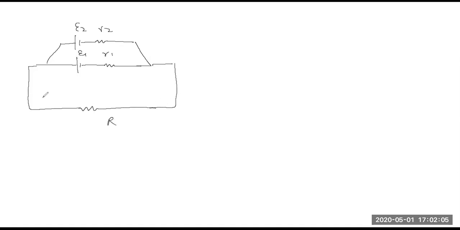Correct. Now you can take any currents you want. Let's say you take current I here. Here, let's take it to be I1. Here, let's take it to be I2. You can take the battery here also, doesn't matter, but this is the simplest case which I'm taking.